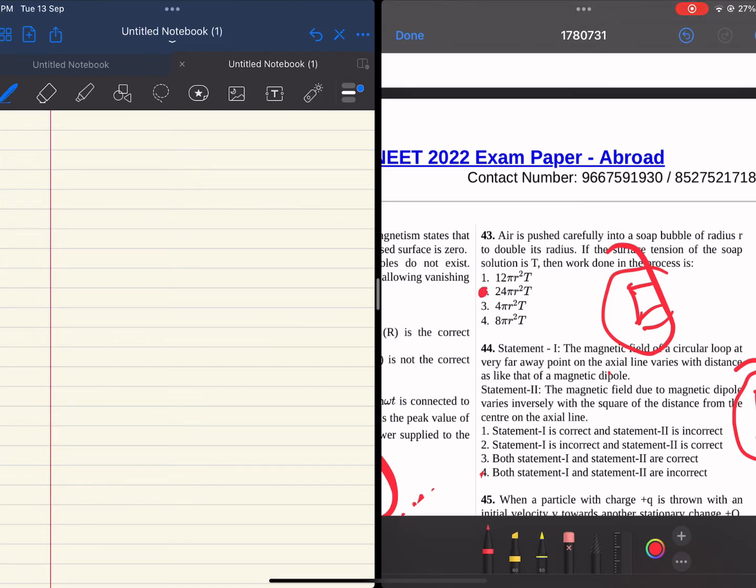44th one. The magnetic field of a circular loop at a very far point on the axial line varies with distance like that of a magnetic dipole. The magnetic field due to a magnetic dipole varies inversely with the square of the distance from the center on the axial line. If you see, statement 1 is absolutely correct, because in the NCERT textbook in the chapter of magnetism and matter, it says that the magnetic field of a very small circular loop, since it's far away, can be assumed similar to that of a magnetic dipole. That's what they're doing here. But the second statement says that it varies inversely with the square of distance, while it varies inversely with the cube of distance. So that's incorrect. So the 44th one answer is option number 1.